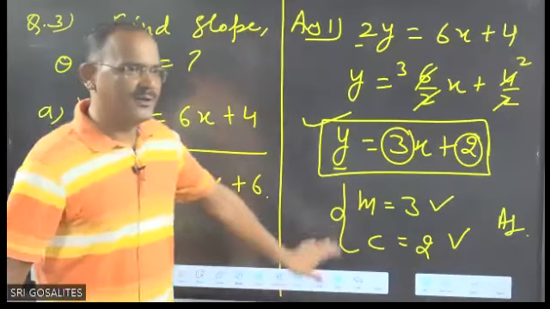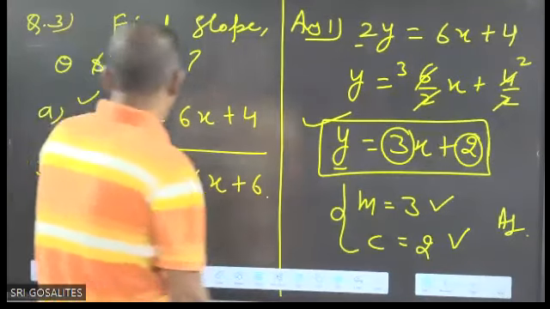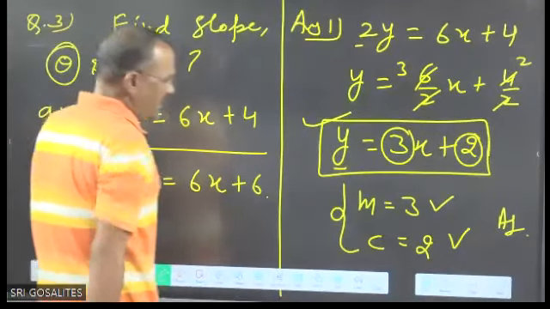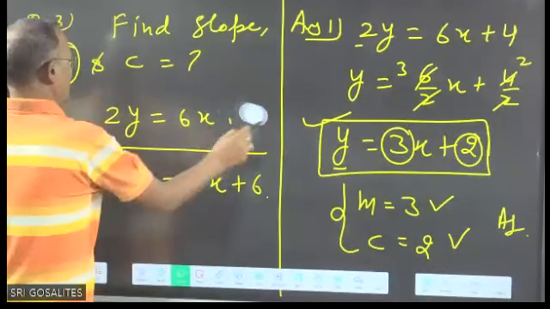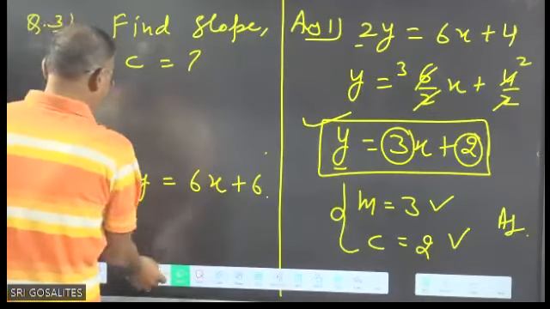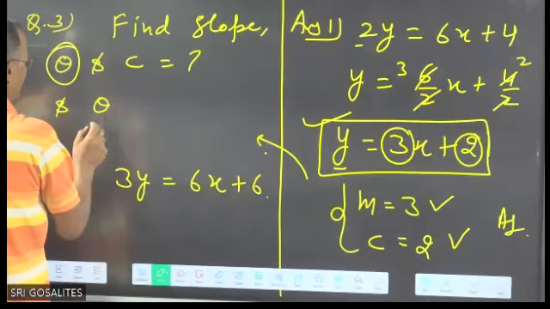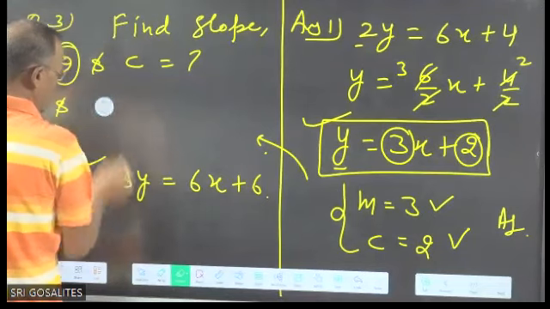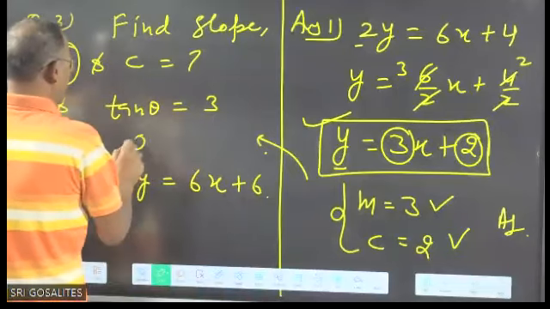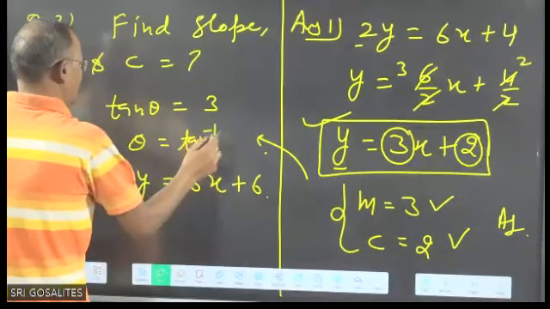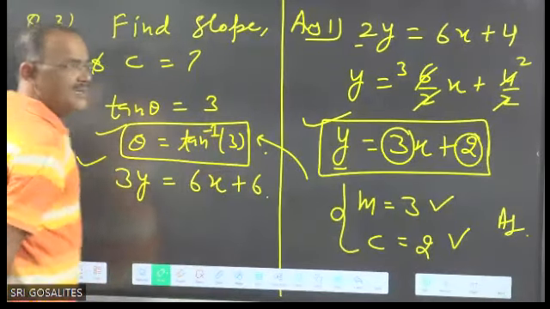I hope it's clear to you all. Come on, copy this. Now we need theta also. The angle also we asked: how much angle will the line make? For that purpose, here itself I will write theta. Because slope means what? Tan theta. We have tan theta as 3. So theta must be tan inverse 3. Okay, bacho? Copy this, please.